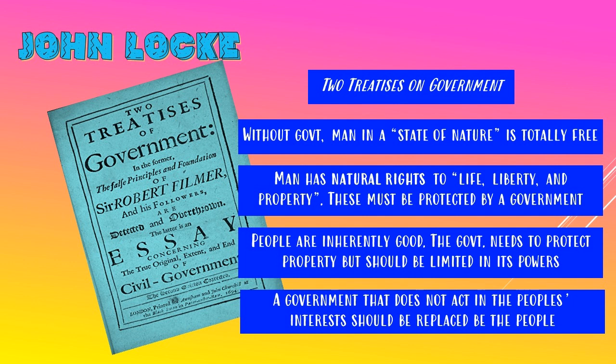He agrees with Hobbes about this state of nature idea, but because he feels differently about people, he ends up with a different idea of what the best government would be. And to him, the best government would be a government that has limited powers. And then he also gives us this really important idea that if a government does not do what the people want, then the people should replace the government.